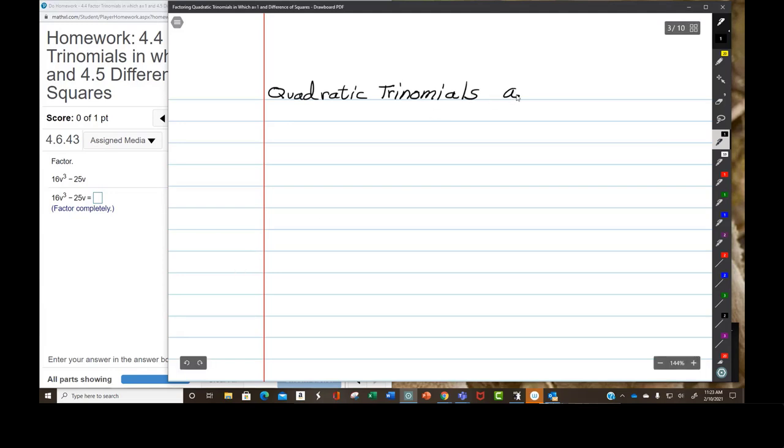All right, ax squared, there you go, plus bx plus c.